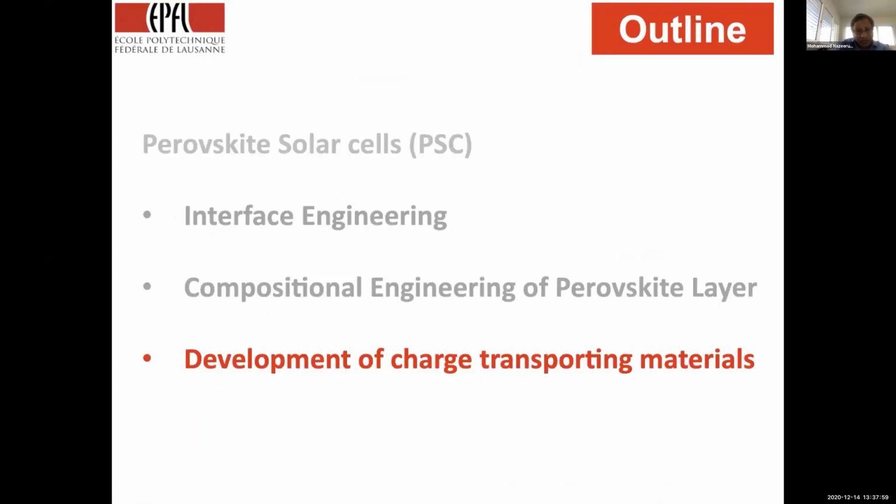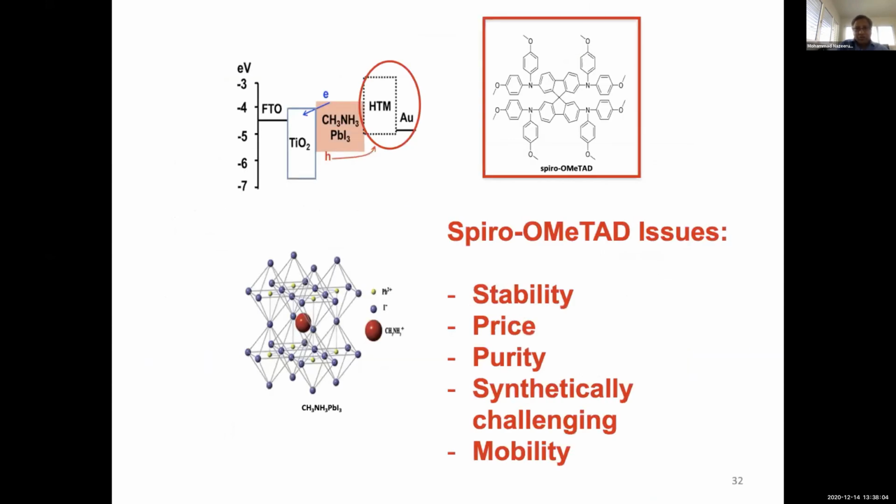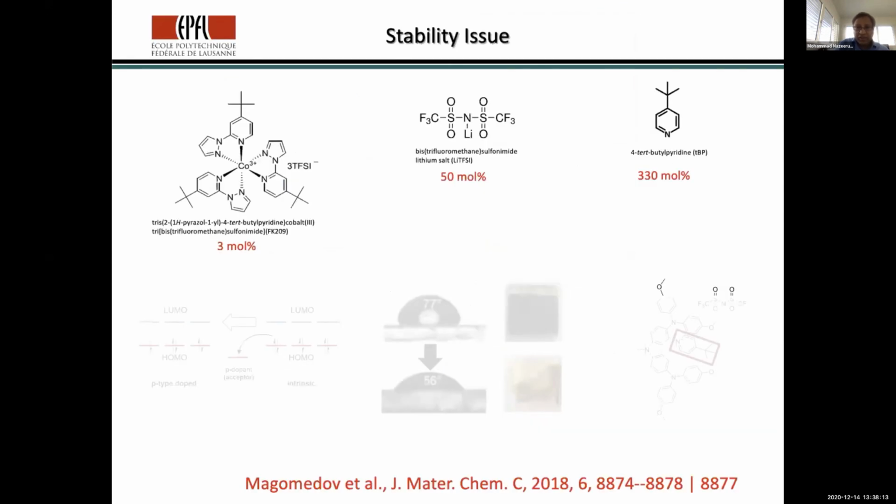Now I come to my last section, that's the development of charge transport materials. So spiro-MeOTAD, this is the molecule which is shown here. This is quite efficient but unstable, because it has a lot of dopants. To work this spiro-MeOTAD as a hole transport material, we have to use cobalt complexes as a dopant, lithium TFSI, tert-butylpyridine. So these are the dopants which make this material highly doped so that you have increased the conductivity.